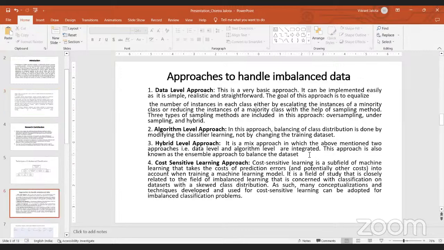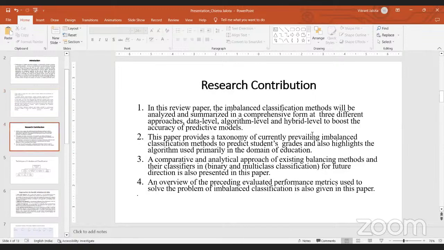Next, I have the research contributions of my paper. There are four research contributions. First, the imbalanced classification methods are analyzed and summarized in a comprehensive form at three-level approaches: data level, algorithm level, and hybrid level. Second, my paper provides a taxonomy of currently prevailing imbalanced classification methods through which we can predict students' grades, and the most primarily used algorithms in the domain of education. Third is a comparative and analytical approach to existing balancing methods and their classifiers, in both binary classification as well as multi-class classification. Future directions are also presented in my paper.